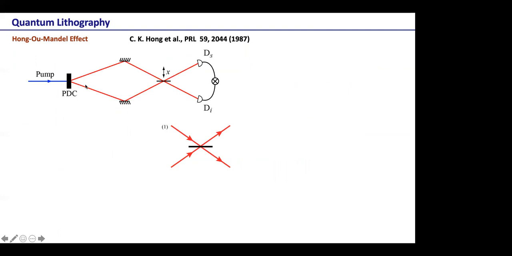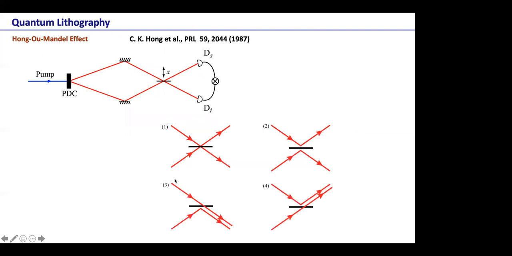So if you have two entangled photons arriving at a beam splitter, then there are four possibilities. One photon goes this way and the other goes that way, or the other way around. Or two more possibilities: both photons go this way, or both photons go that way. But it turns out that if the two path lengths are exactly equal, then these two possibilities are not there, and you end up with only these two possibilities.